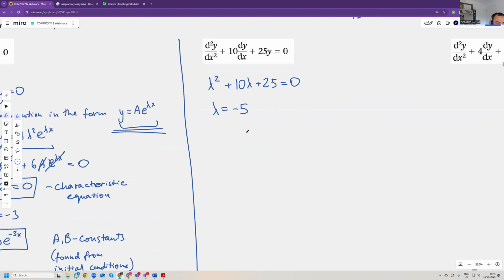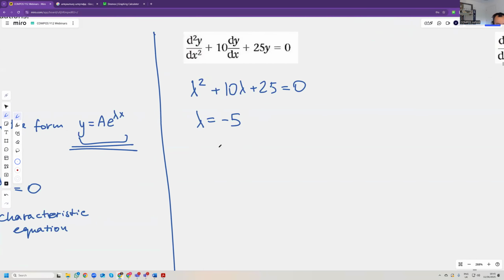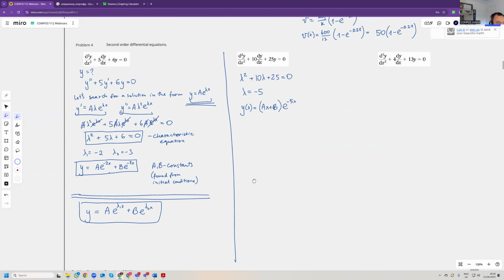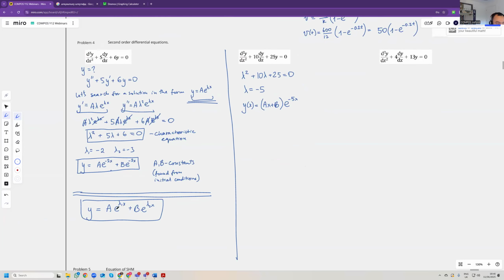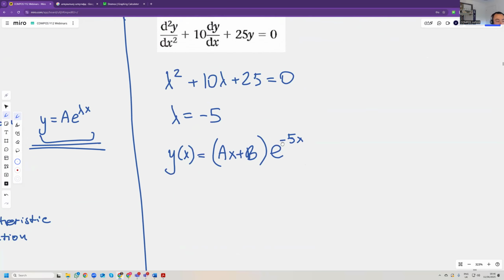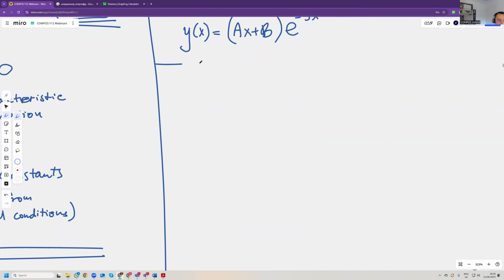And here, this is a slight trick. So the solution y of x is going to be (ax plus b) multiplied by e to the minus 5x. Right? Because we can't have two constants with the same e values. All right, so it's repeat roots basically, because the discriminant is 0, it's repeat roots.